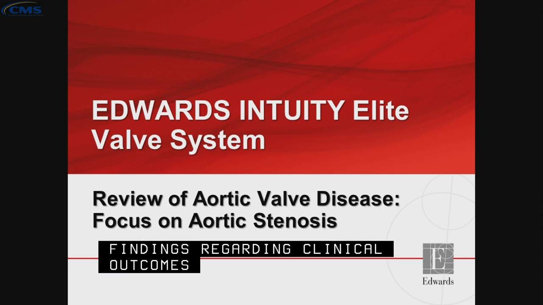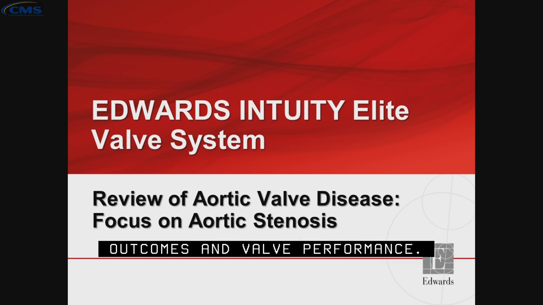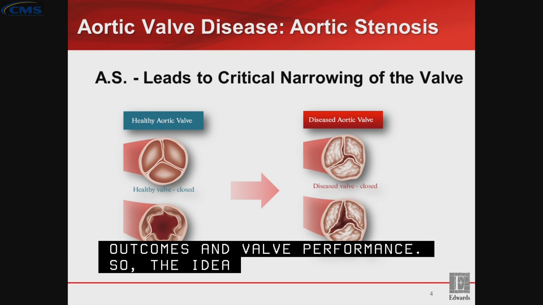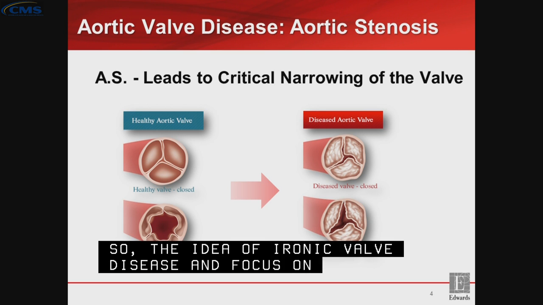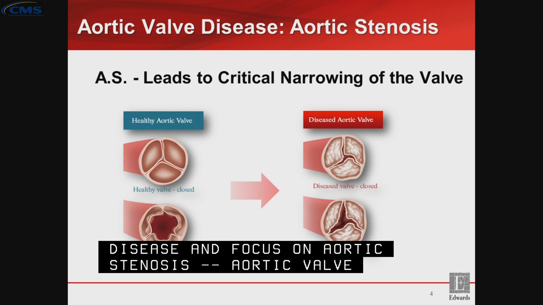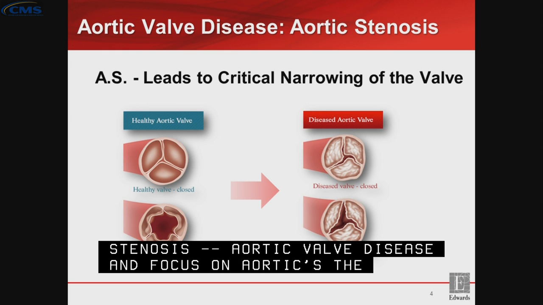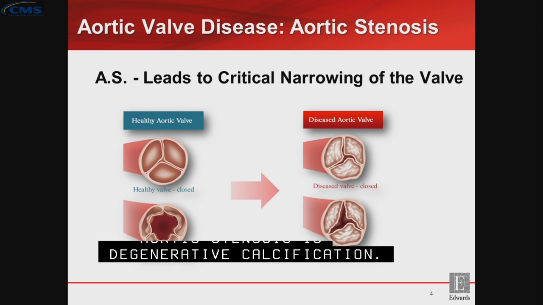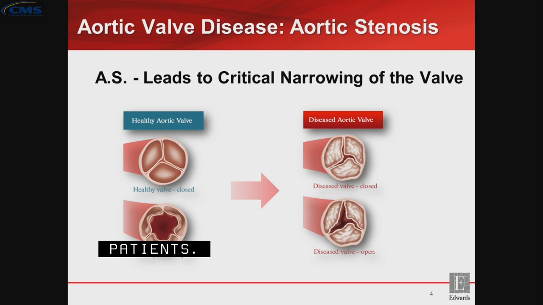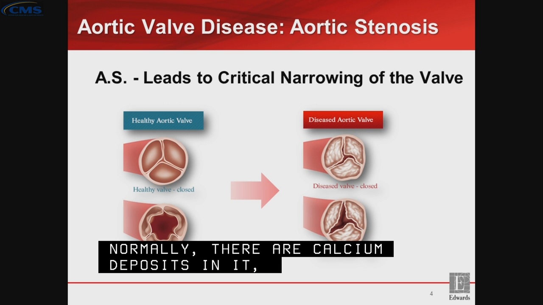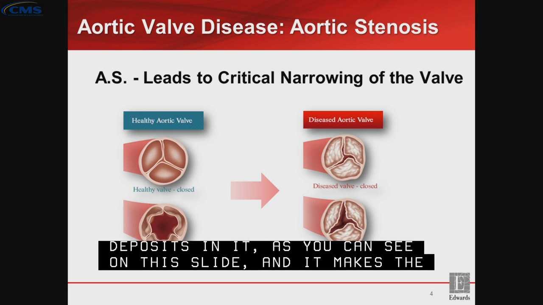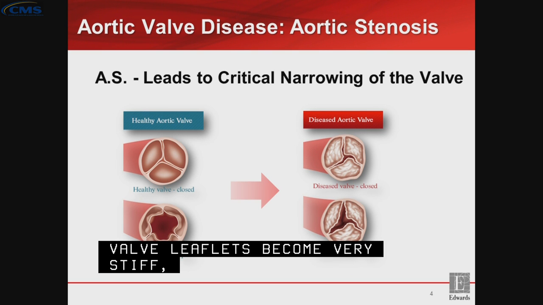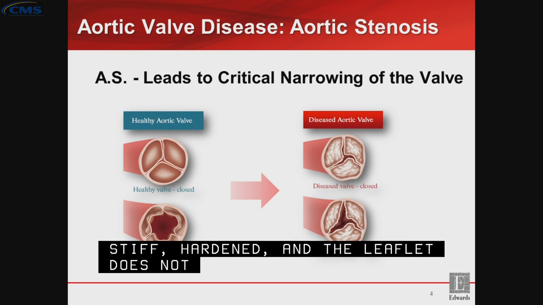So the review of aortic valve disease, with a focus on aortic stenosis, involves the disease pattern. Aortic stenosis is a degenerative calcification of the aortic valve leaflets. As an aging process, this occurs more so in elderly patients. Normally, aortic valve leaflets are paper-thin, and then calcium deposits in them, as you can see in this slide on the left-hand side. This makes the valve leaflets very stiff and hardened, and the leaflets do not open, and they become very restrictive to the blood flow from the main pumping chamber of the heart into the aorta.